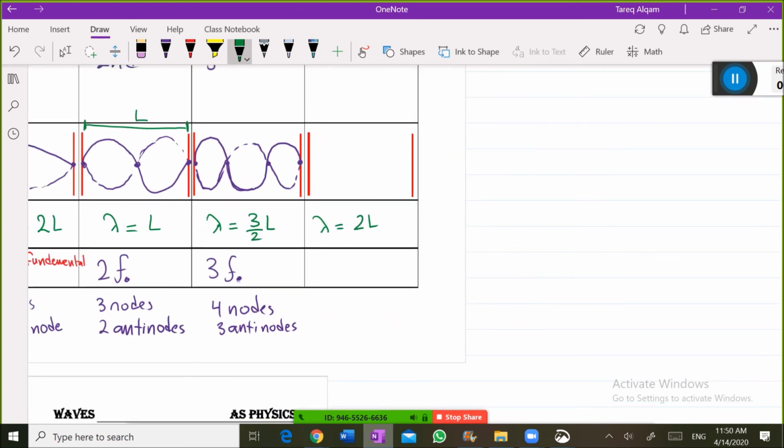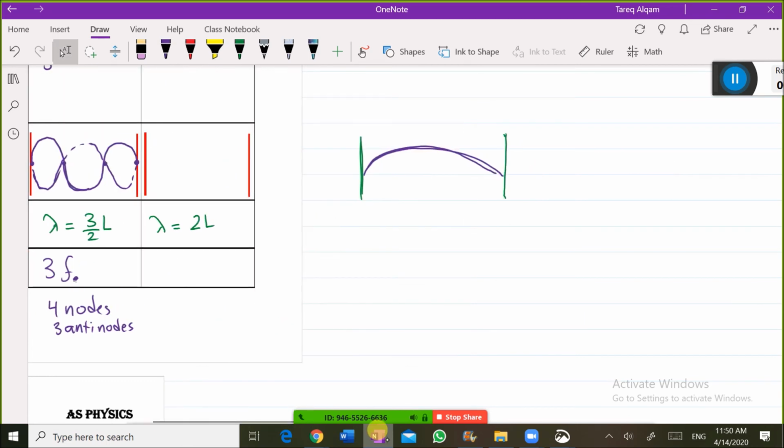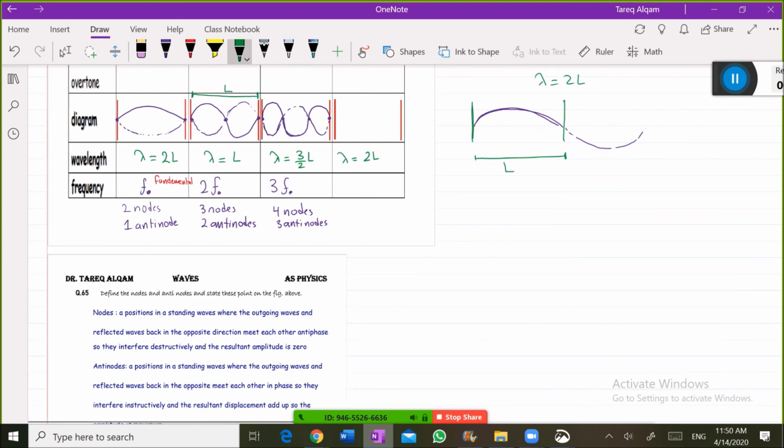If I consider the first harmonic, to show you: this is the crest, right? If I continue the wave, this is the trough, right? So if this distance is L, the wavelength is 2L, right? The complete wave is 2L. Is that clear? Okay? Guys, any question?